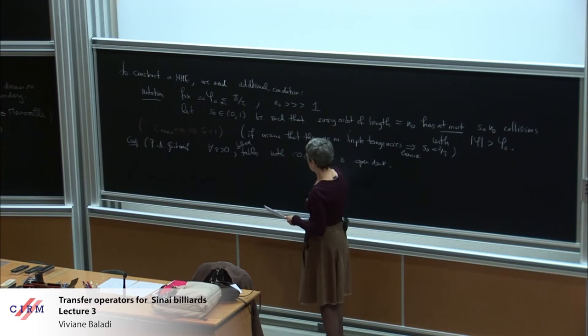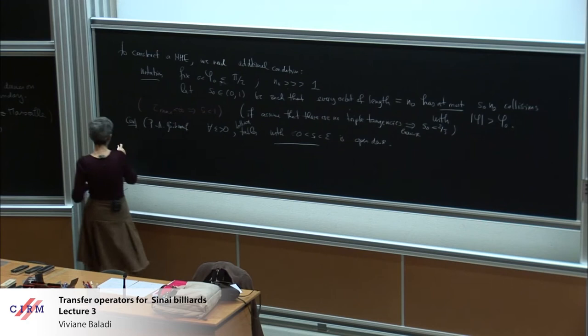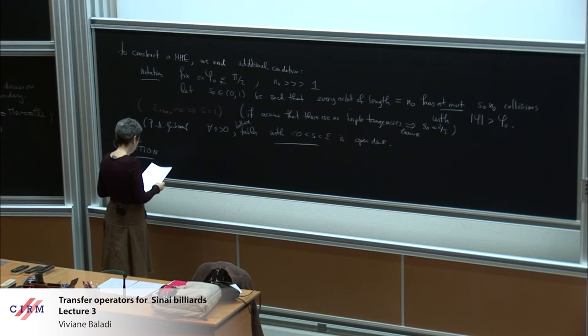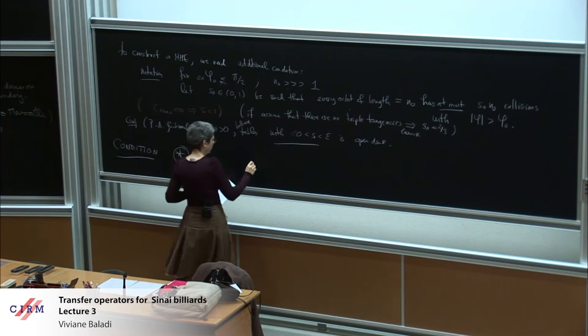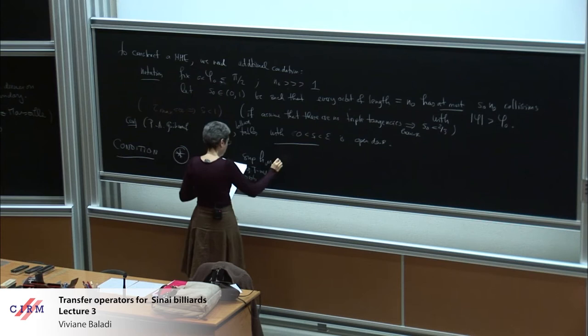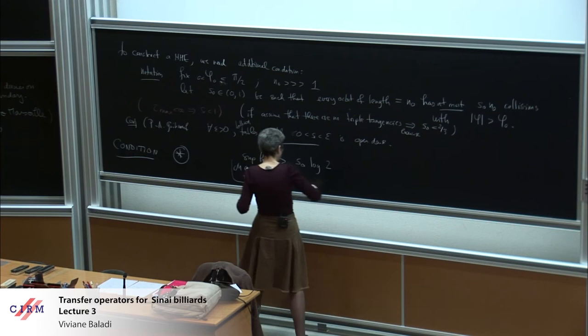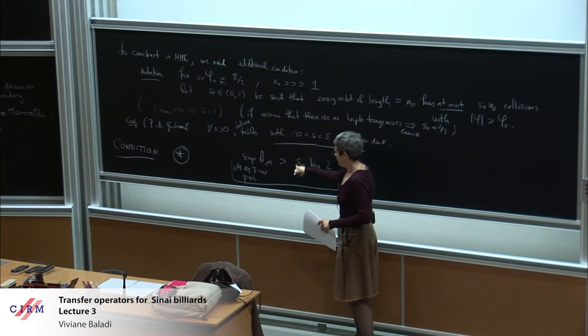And what is the additional assumption? The condition that I will suppose from now on, we call it star. The condition is that the supremum of h mu, the Kolmogorov entropy, over ergodic T invariant probability measures, is bigger than S0 log 2. So I try to convince you that this condition is not crazy because S0 in general is rather small.